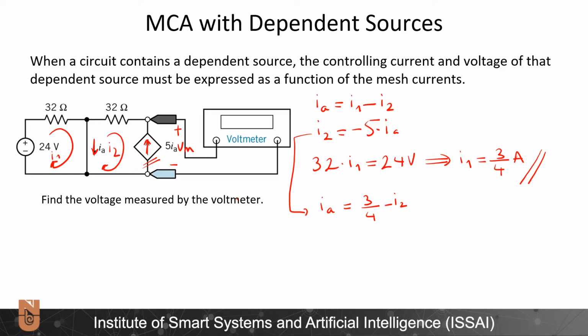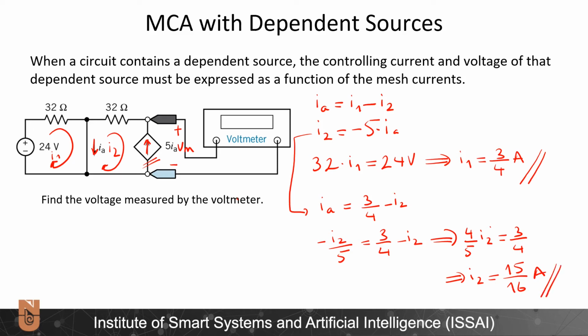So I have minus I2/5 is equal to 3/4 minus I2. From here I get 0.8 I2. I will write it as 4/5, it will be easier, I guess. 4/5 I2 is equal to 3/4, and from here I will calculate I2 as, if I do not make a mistake, 15/16 amperes.